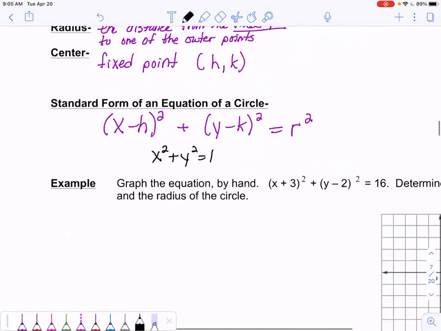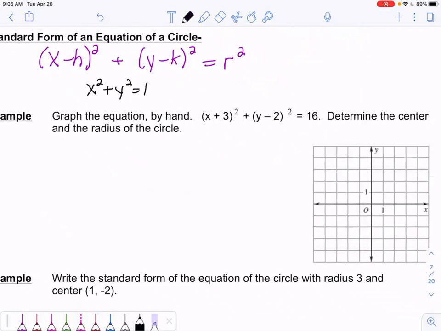So we're going to look at this first problem, and we're going to start off basic and then of course work our way up a little bit. It says graph the equation by hand: the quantity x plus 3 squared plus the quantity y minus 2 squared is equal to 16. Determine the center and the radius of the circle. So in order to graph, you need to know the center and the radius of the circle. So look at the equation. From the equation, see if you can determine the center and the radius of the circle.